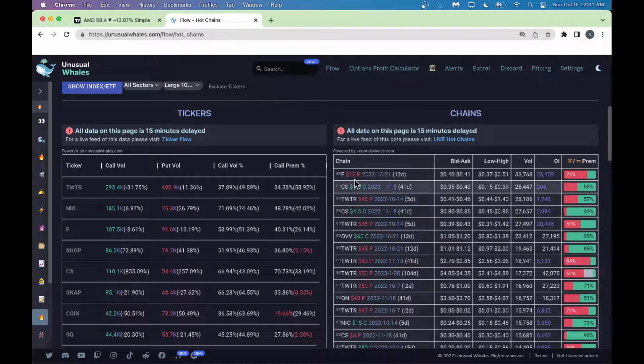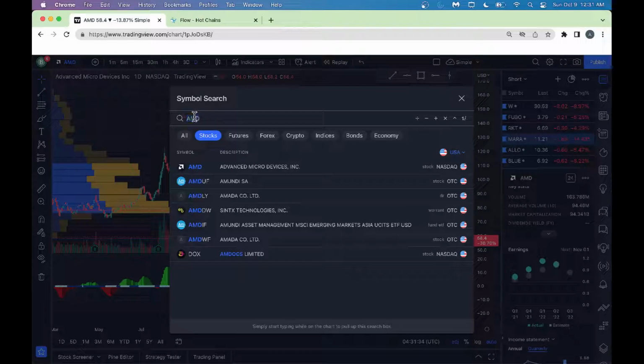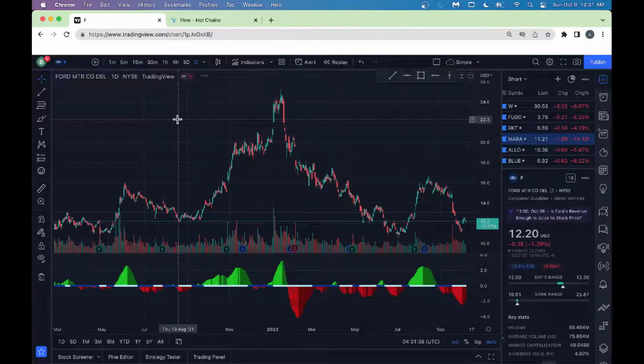For example, you got Ford here. Don't just say it's a hot chain, let me go and buy Ford. That's not how it works here. You look at this Ford, go back to the chart here and bring up Ford. That's how it works here. Don't just go by gospel, hey, there is something, let me trade.